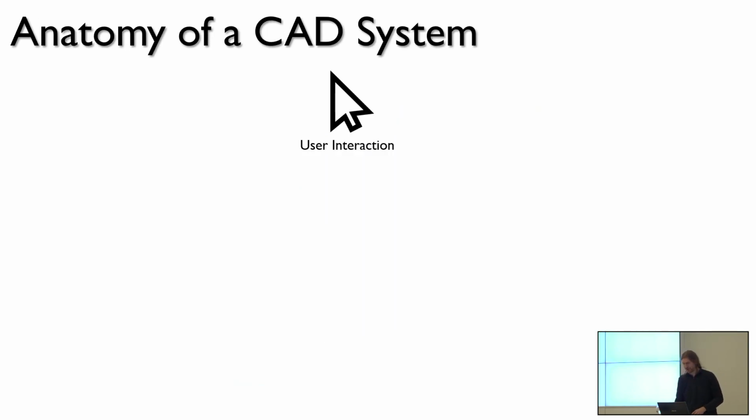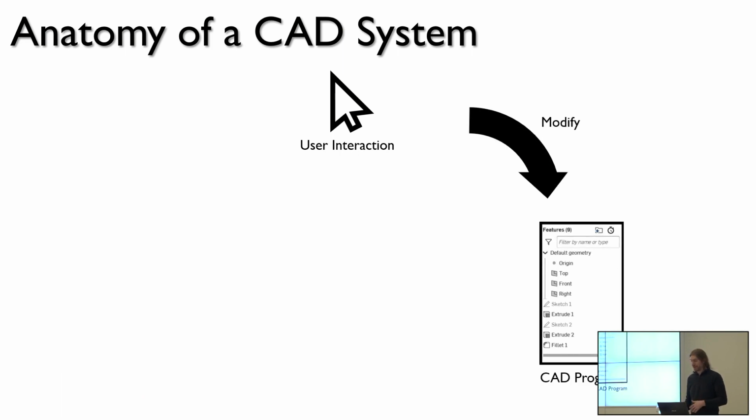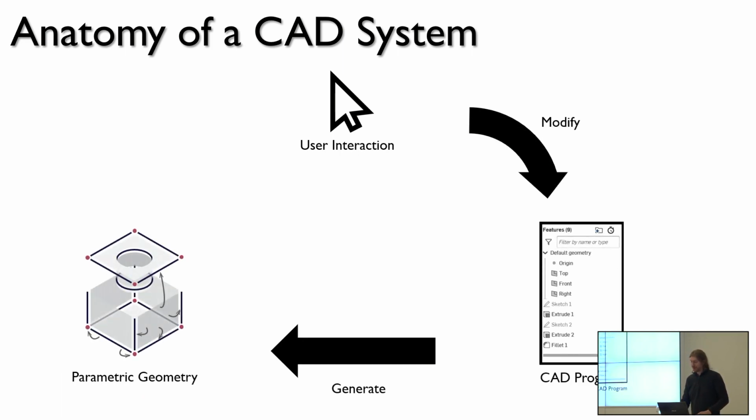Let's break down what this looks like. First, the user is going to interact with the interface. This will modify a CAD program. The program is then executed to generate parametric geometry. More on what that representation is later. And finally, the parametric geometry is then visualized to the user, and the cycle begins again.